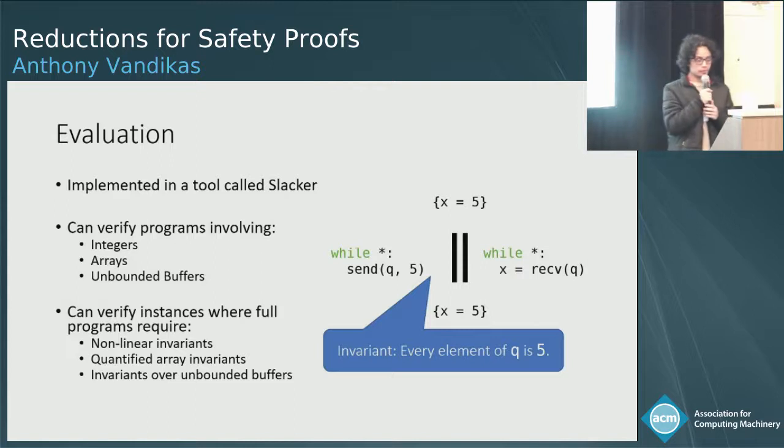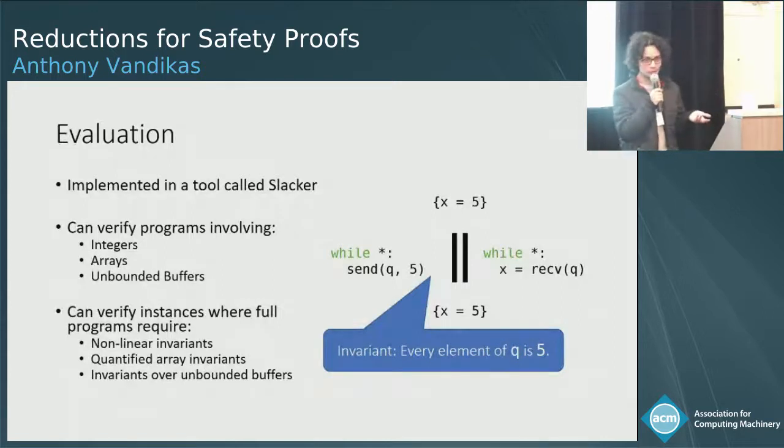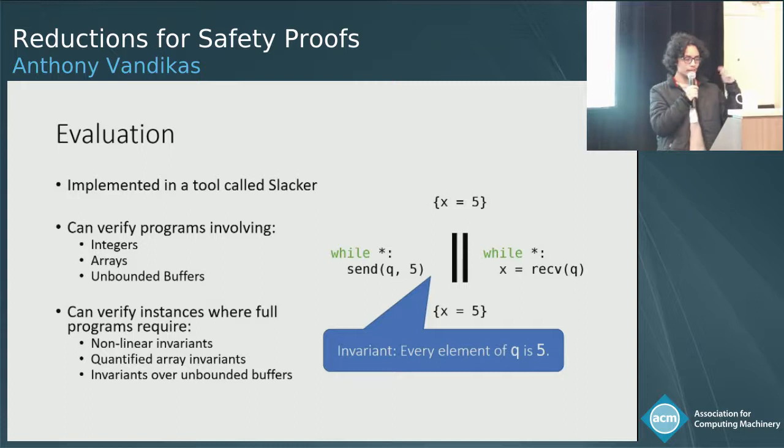As an example, this program here just sends the number 5 over a queue over and over again, and it's a simple program. You think obviously x is going to be 5 at the end when the program finishes executing, but it requires a quantified invariant stating that the queue only contains the number 5. And Slacker can handle this by reducing it down to a program in which essentially every send is followed by a receive, and you only have to reason about one element of the queue.